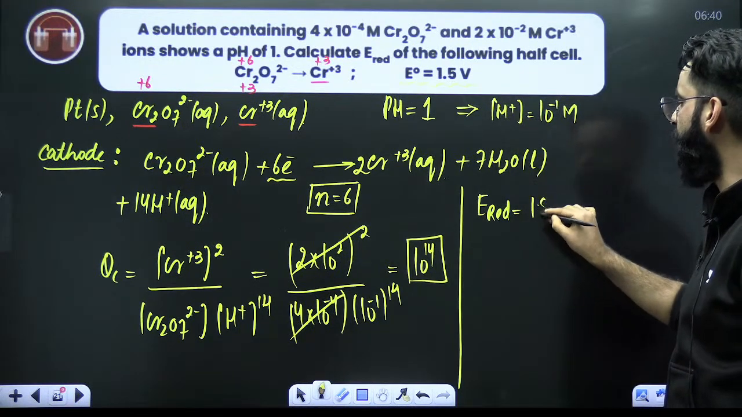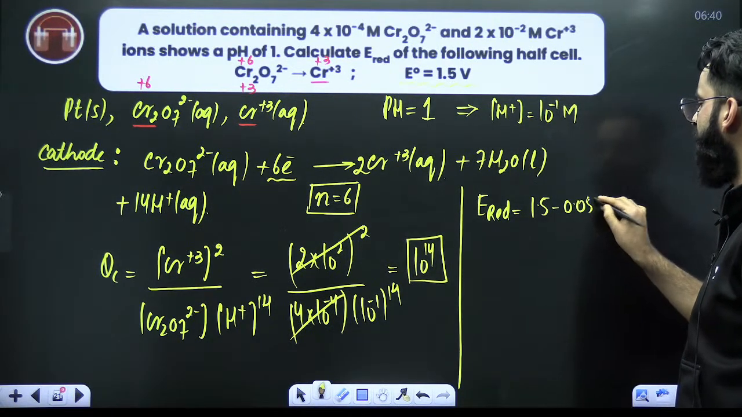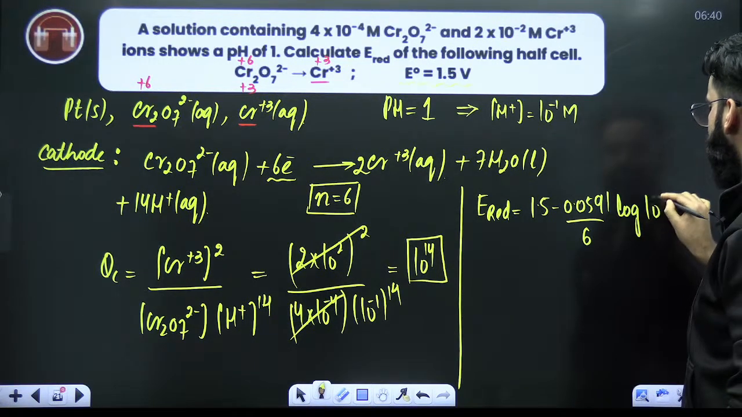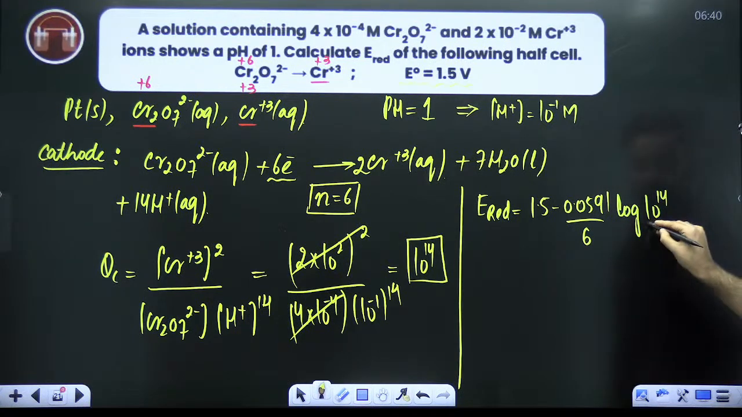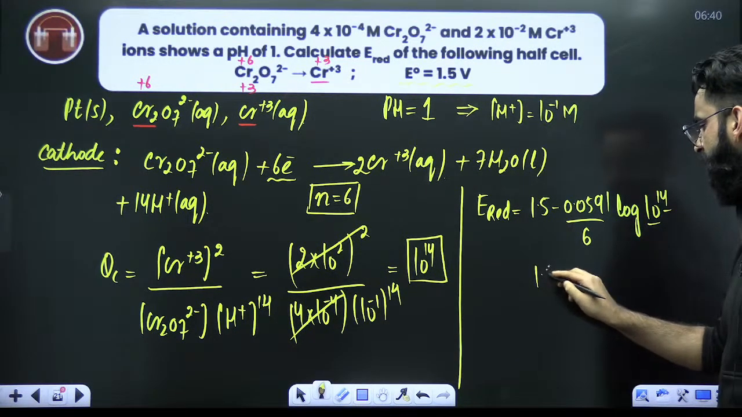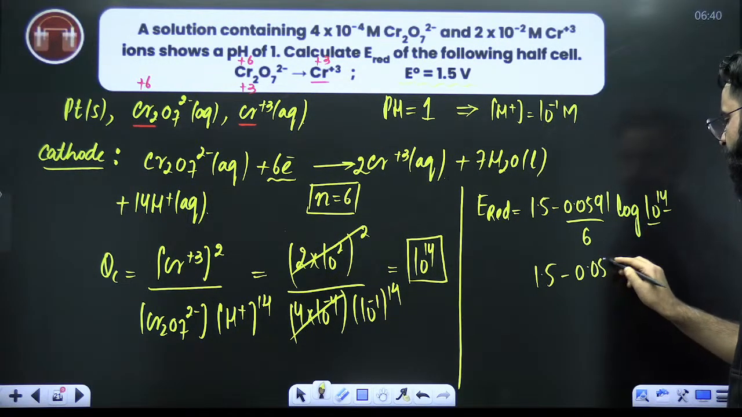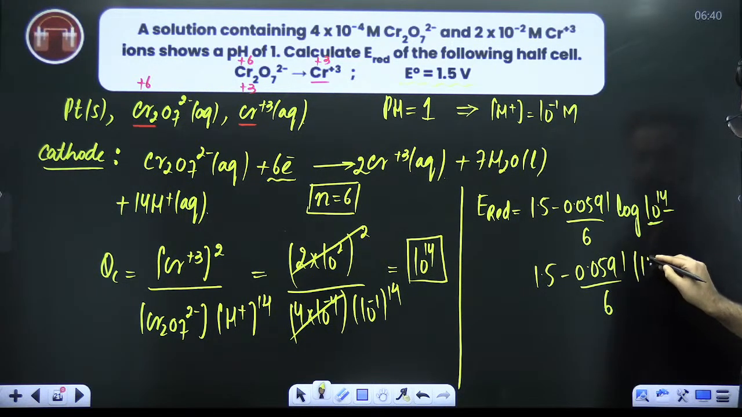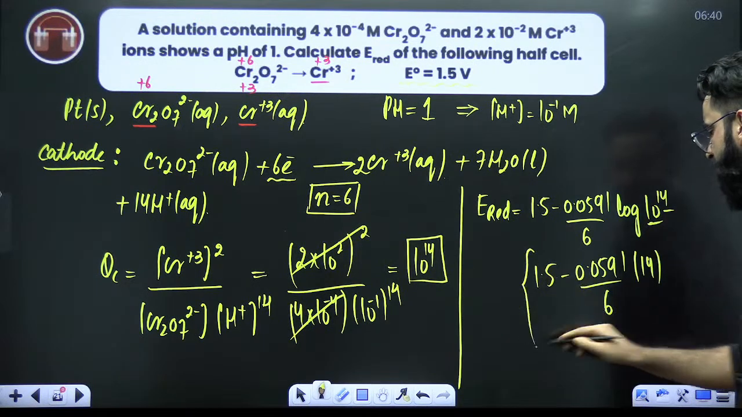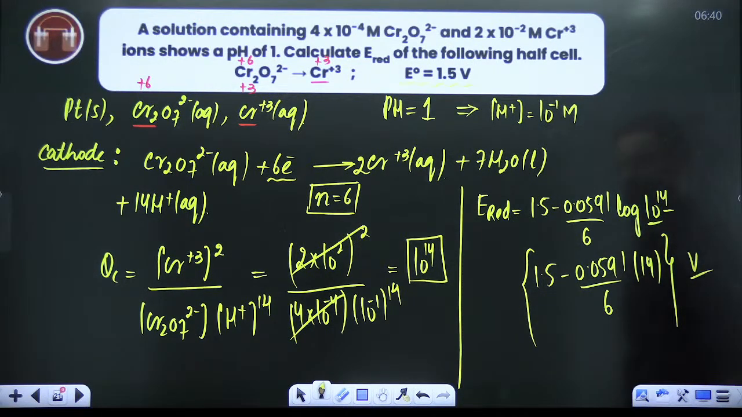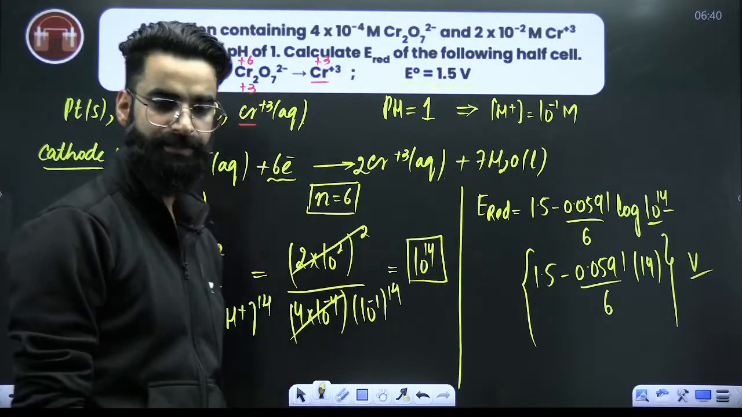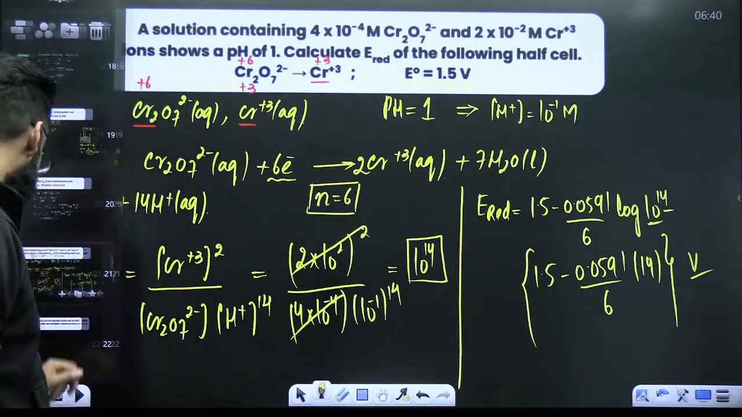So SRP is 1.5 minus 0.0591 divided by n, which is 6, log of QC. The QC value is 10 raised to the power 14, right? So log of m raised to the power n is n log m. So it is going to be 1.5 minus 0.0591 divided by 6 times log of m raised to the power n, which is n log m. So 14 log 10. Log 10 is 1. So this particular term you have to solve. The answer is going to be in volts. So this is the reduction potential of the half cell which you were supposed to calculate. I hope this is clear to everyone.